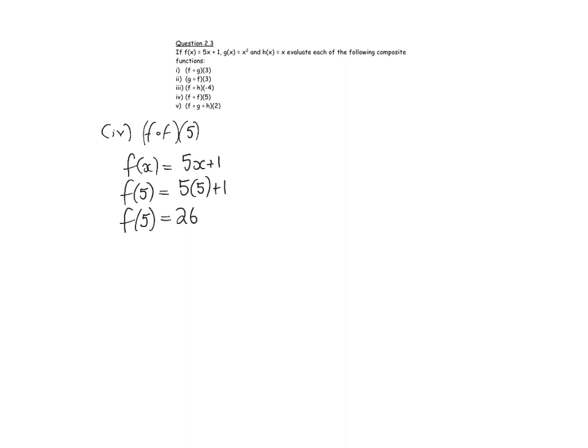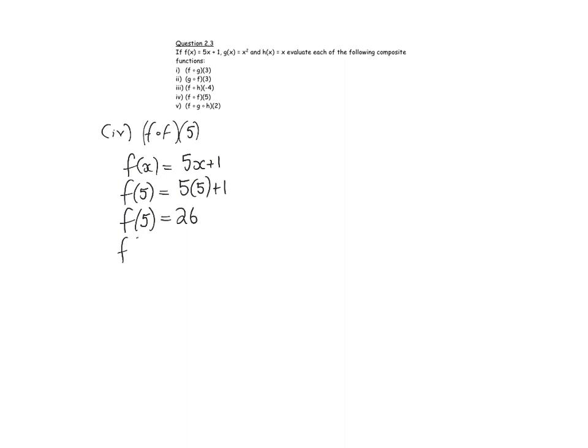The fourth part of this question is (f∘f)(5). So this means f before f. So we have f(x), which is equal to 5x + 1. So we have to get f(5), which is equal to 5 times 5 plus 1. So f(5) is 26.